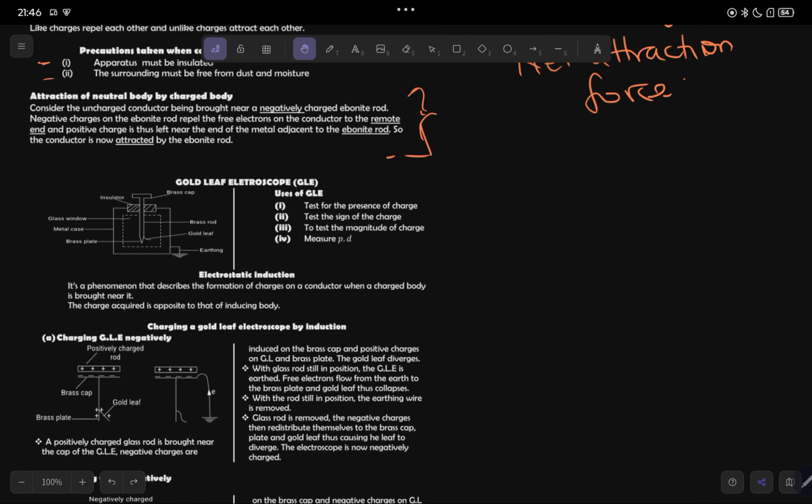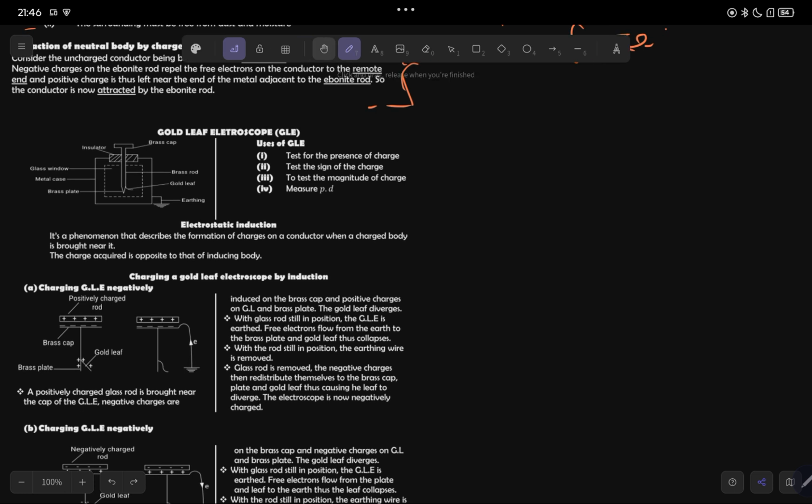There is a very common instrument we use in electrostatics and is called the gold leaf electroscope. Let us remind ourselves of the gold leaf electroscope. It has a very simple structure. It has a brass cap. Now this brass cap is connected to a brass rod. Remember, these are all conductors. That is the brass rod.